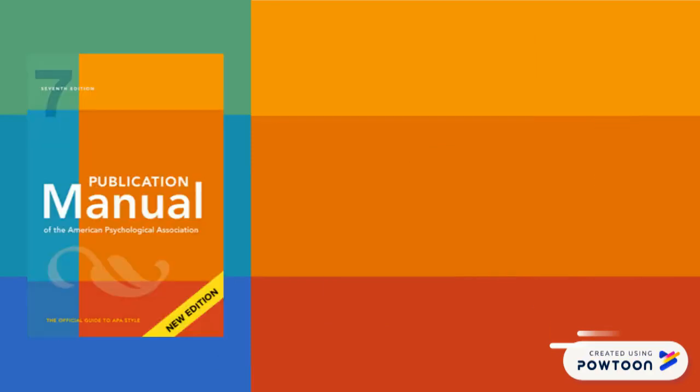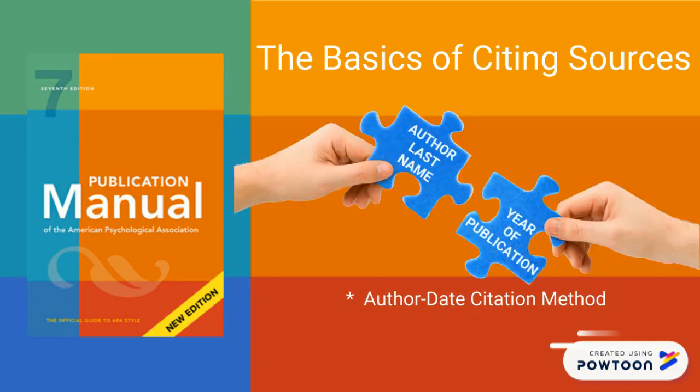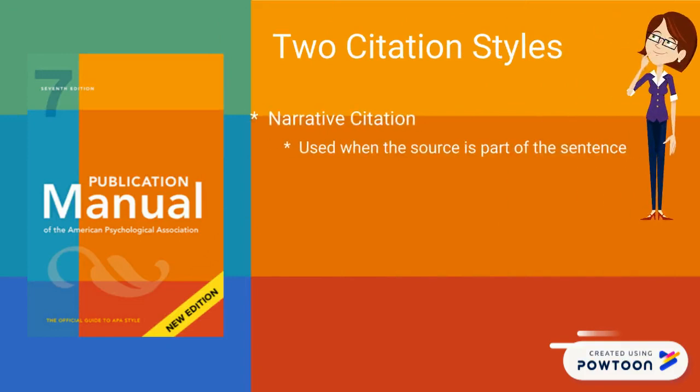The basics of citing sources in APA style couldn't be any easier. It's called the author date citation method because we only need 2 pieces of information, the author's last name and the year of publication. There are 2 citation styles. The first type is called the narrative citation, where the source is part of a sentence, usually at the beginning of a sentence, but not always.